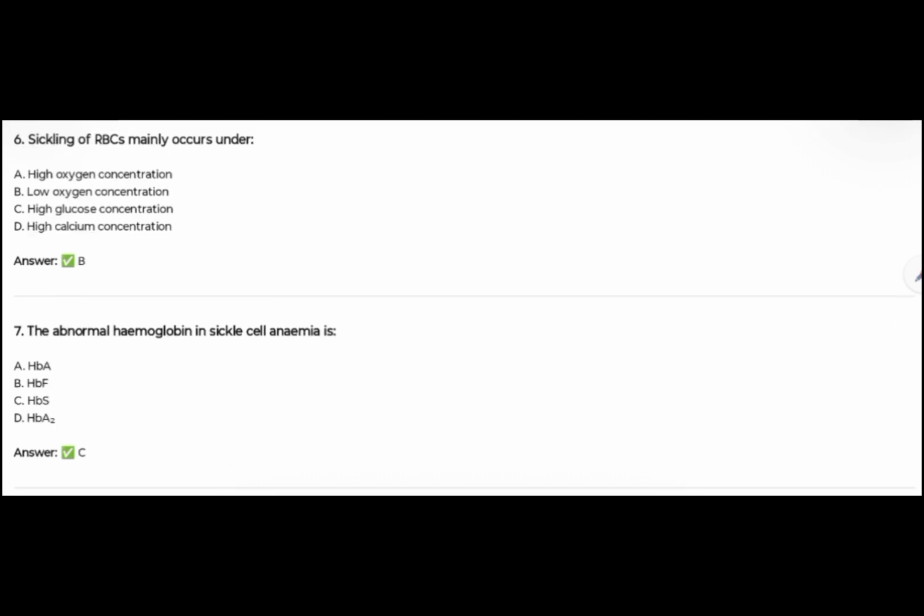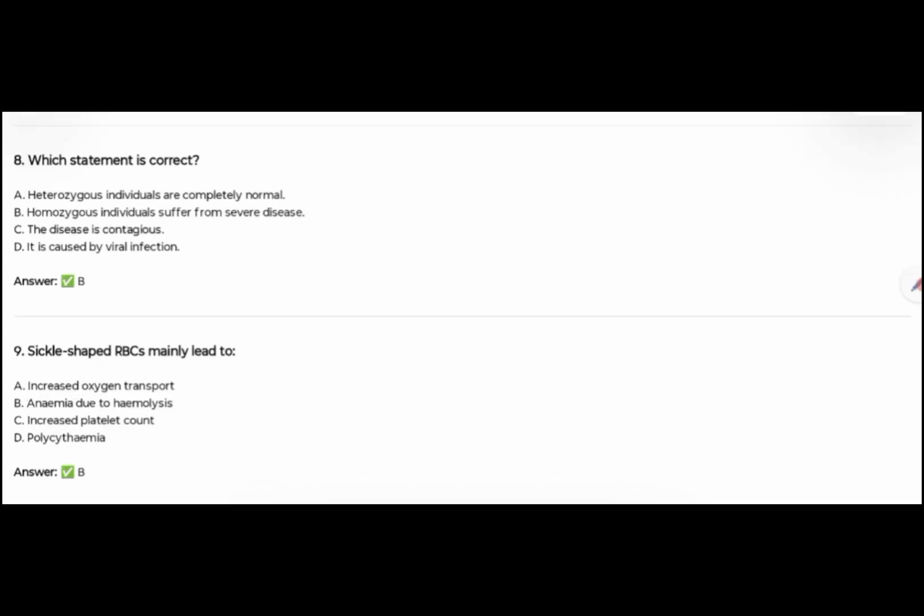Sickling of RBCs mainly occurs under low oxygen concentration. The abnormal hemoglobin in sickle cell anemia is HBS. Which statement is correct? Heterozygous individuals are completely normal? No, the heterozygous individuals are actually carriers. We discussed HBS and HBA; they are carriers. And homozygous individuals suffer from severe disease. Yes, homozygous individuals, that is HBS and HBS.